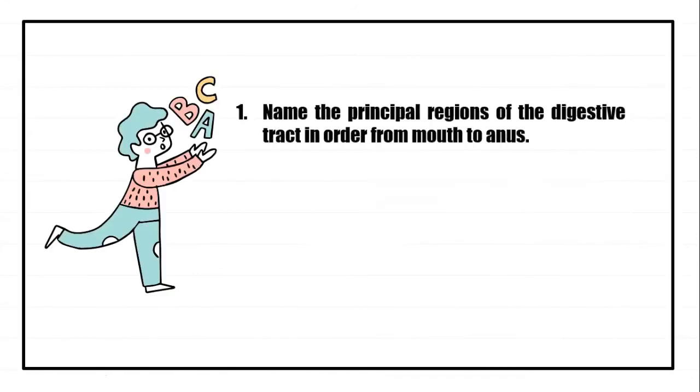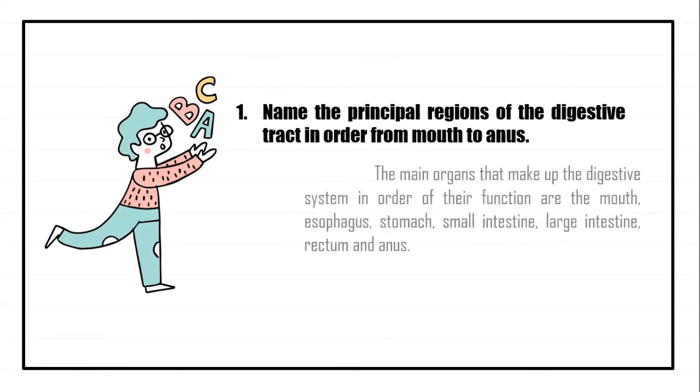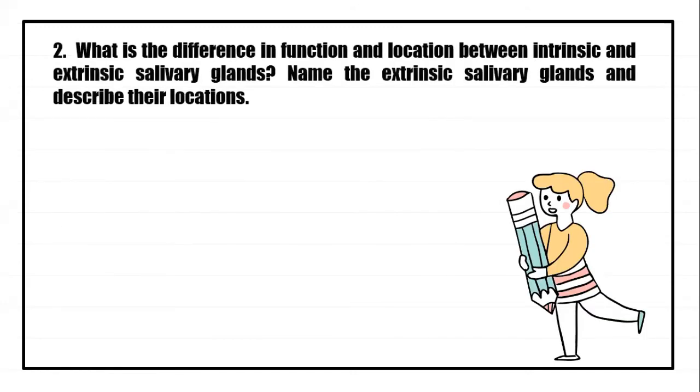Name the principal regions of the digestive tract in order from mouth to anus. So the main organs that make up the digestive system in order of their function are, first the mouth, then down into the esophagus, down to the stomach, then to the small intestine, then to the large intestine, and then rectum and anus.